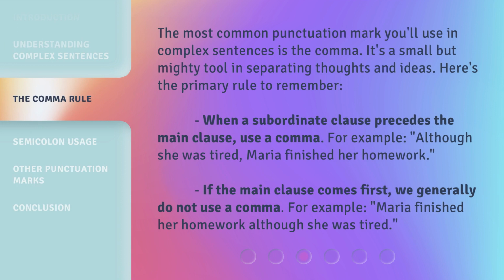The most common punctuation mark you'll use in complex sentences is the comma. It's a small but mighty tool in separating thoughts and ideas. Here's the primary rule to remember. When a subordinate clause precedes the main clause, use a comma. For example, although she was tired, Maria finished her homework. If the main clause comes first, we generally do not use a comma. For example, Maria finished her homework although she was tired.